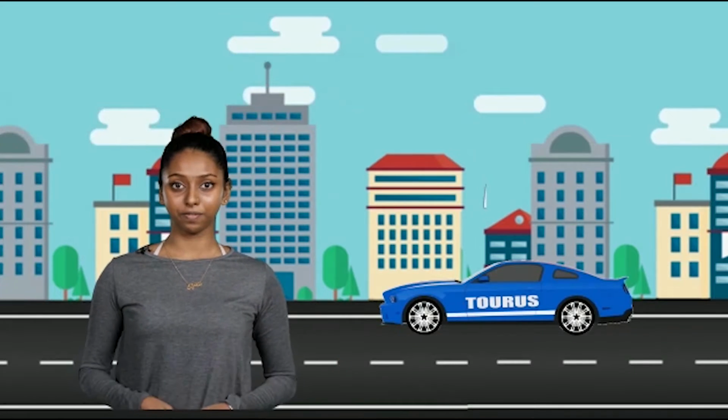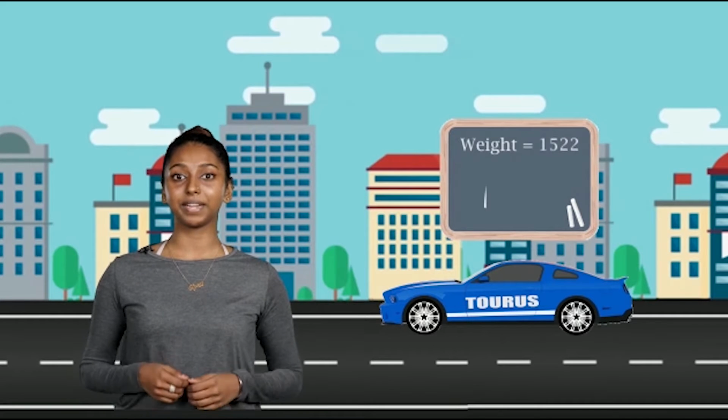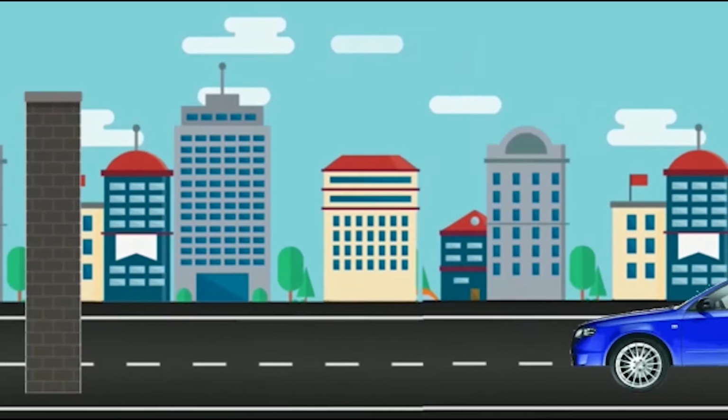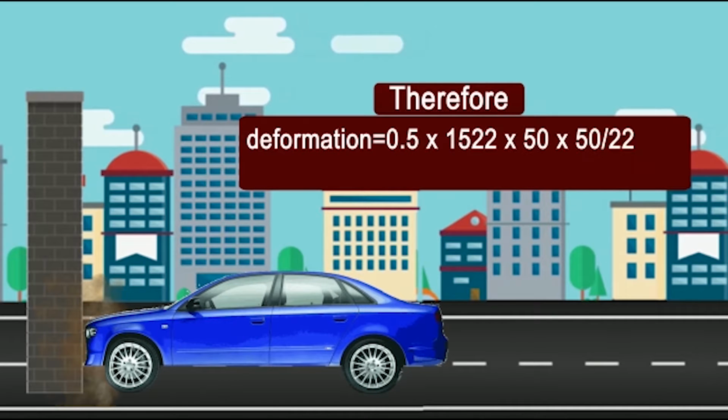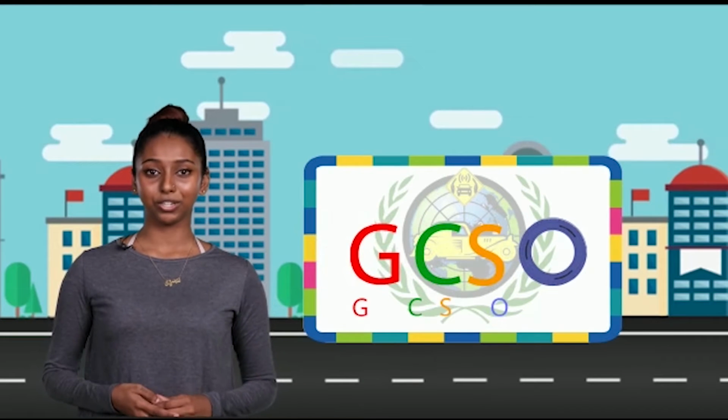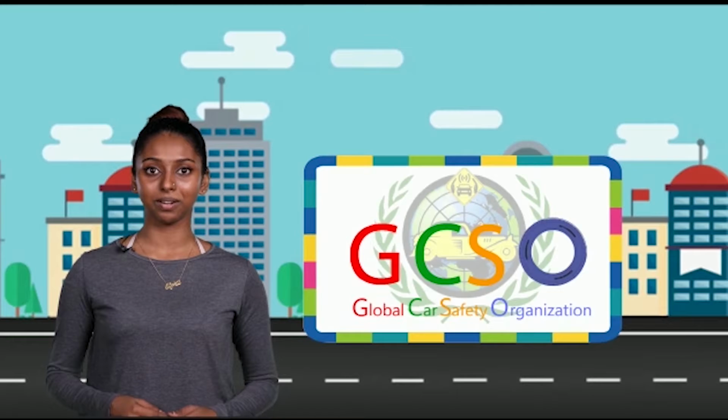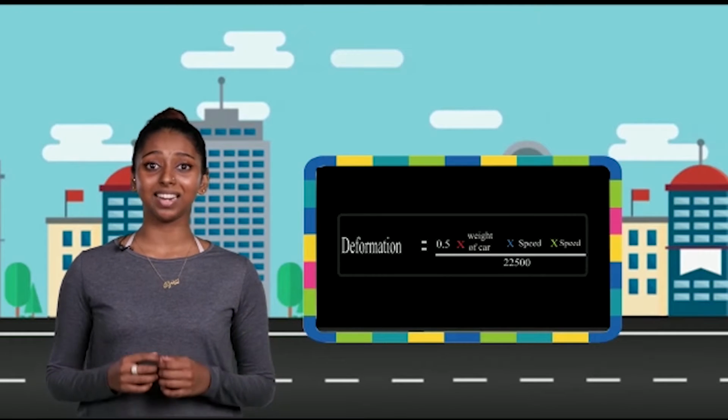In the case of Taurus, the weight is 1522 and the speed is 50. Therefore, the deformation is equal to 0.5 into 1522 into 50 into 50 divided by 22,500, which is equal to 84. The Global Car Safety Organization uses this exact same method to test the safety and reliability of a car. Based on the deformation values of the cars, GCSO categorizes them as follows.